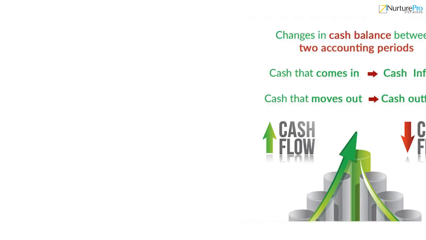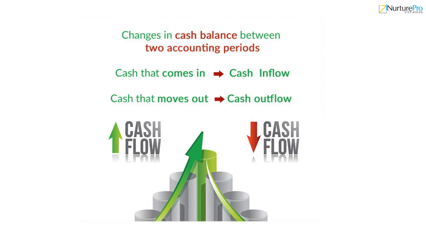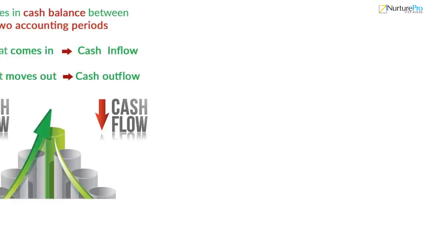Cash flow statement measures the changes in cash balance between two accounting periods. Cash that comes into the business is termed as cash inflow, whereas that which moves out of the business is termed as cash outflow. This movement of cash is revealed in the cash flow statement.